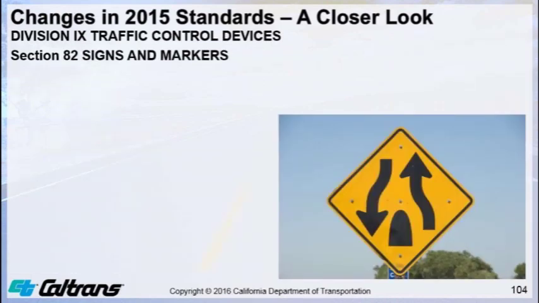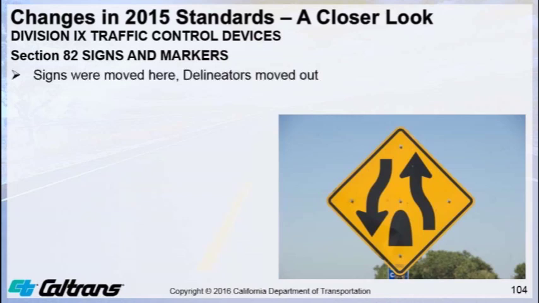Division 9, traffic control devices, Section 82, signs and markers. Section 82 is now everything you ever wanted to know about signs. Section 82 consolidated much of the sign specifications such as roadside signs, wooden metal posts, markers, and overlays. It's the one-stop shop for anything you ever wanted to know about roadside signs and markers.